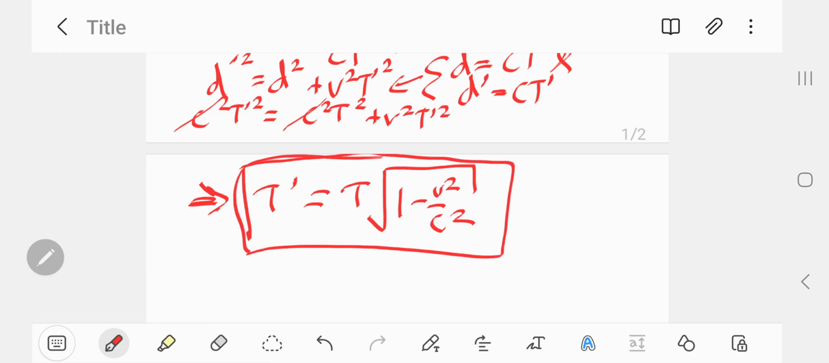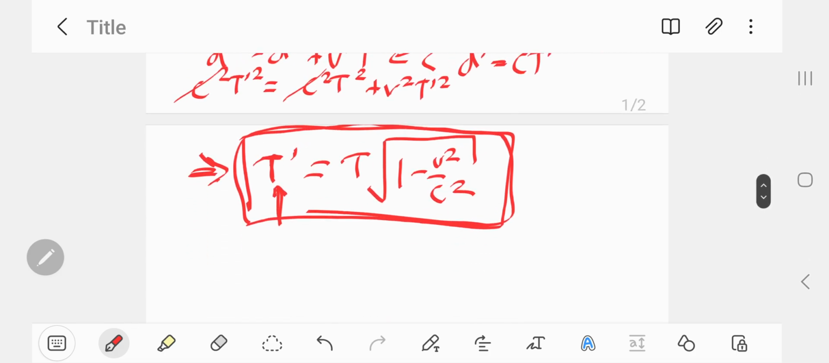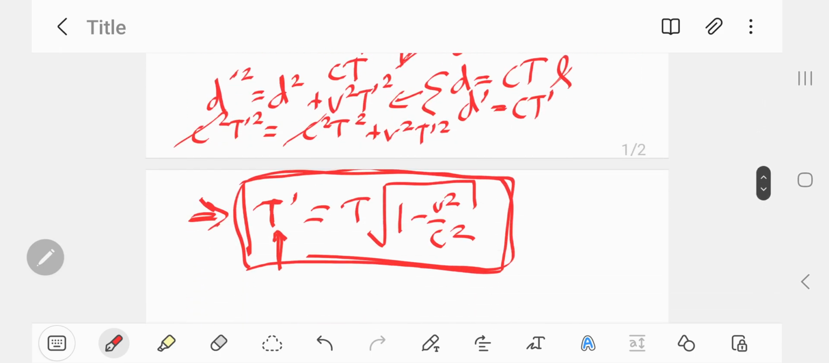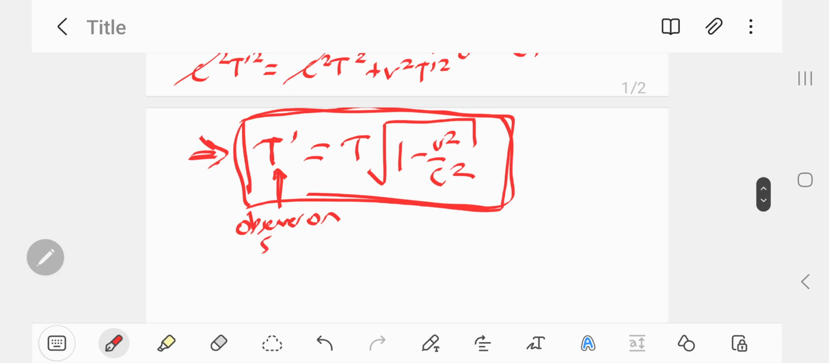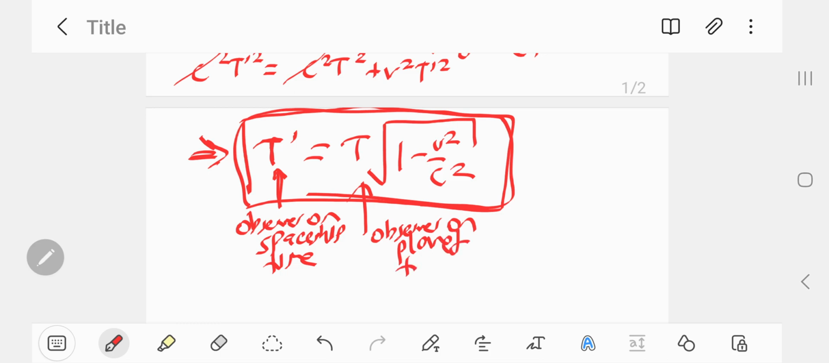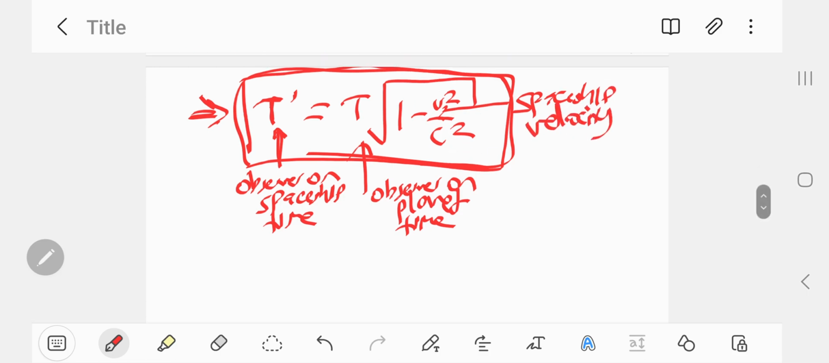This here is time dilation. This tells you that moving clocks run slow. Sorry, I should say, T dashed is the time of the observer on the spaceship. That's their time. And T is the observer on the planet. That's their time. V, that's the velocity of the spaceship. And C, that's the speed of light.